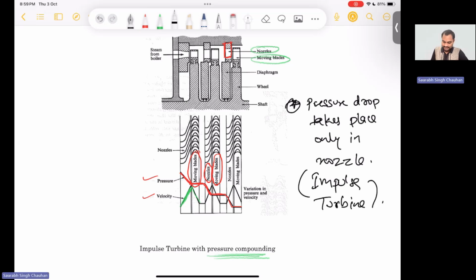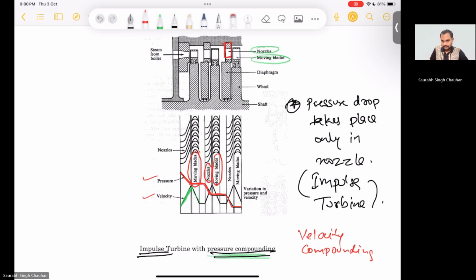This is a diagram for pressure compounding. There is one more compounding that we call velocity compounding. What velocity compounding is, I will encourage you to check and try to understand by yourself. So I hope this is clear.